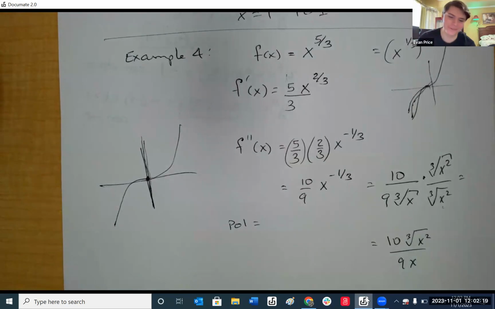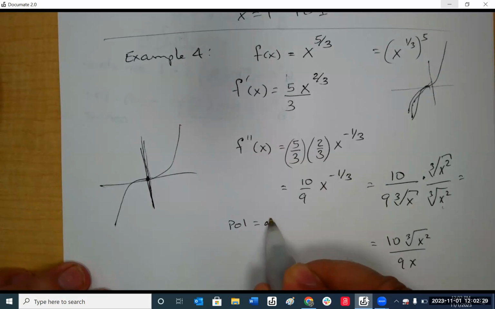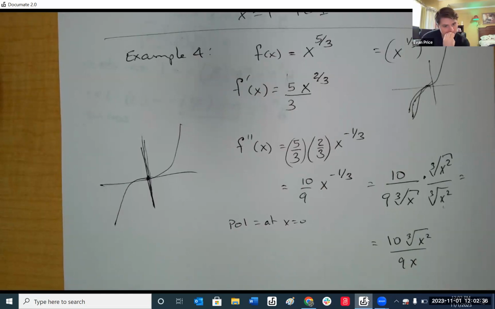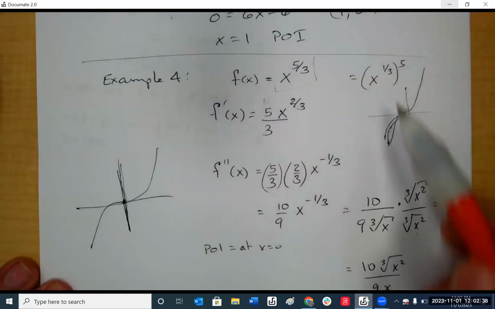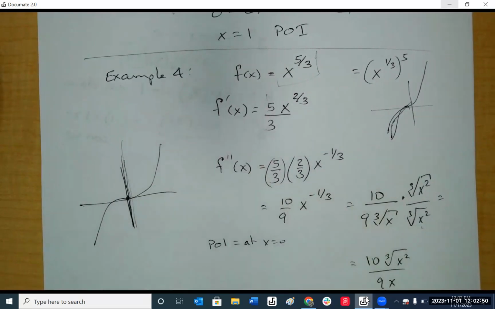Yeah, this is an interesting one. So this is what's telling us. So we can say the point of inflection is at 0, but we cannot use zero. Right. So we can use zero in the function, but we can't use zero in there. So the point of inflection happens at x equals 0. But the reason we can't use it is because the slope is vertical at that point.